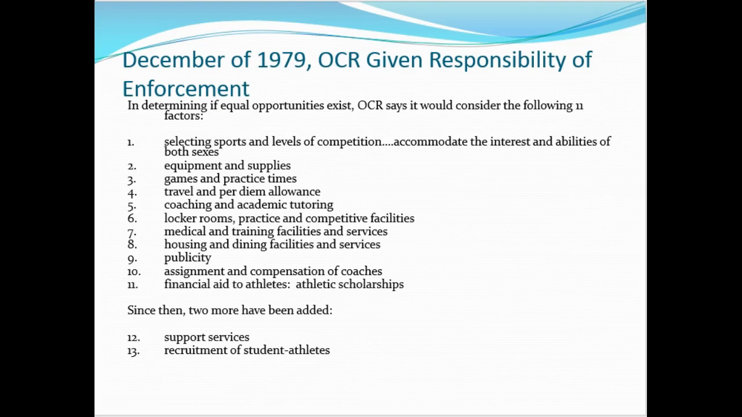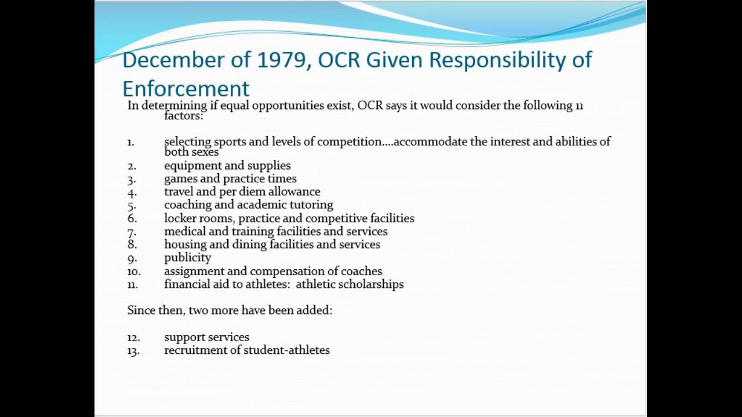Number 1, selecting sports and levels of competition accommodate the interest and abilities of both sexes. Number 2, equipment and supplies. Number 3, games and practice times. 4, travel and per diem allowances. 5, coaching and academic tutoring. 6, locker rooms, practice and competitive facilities.